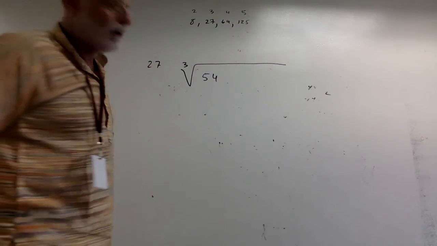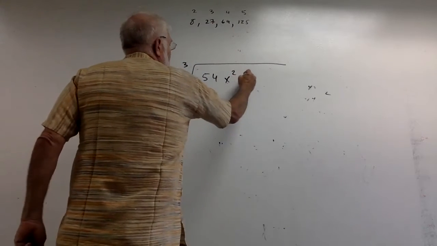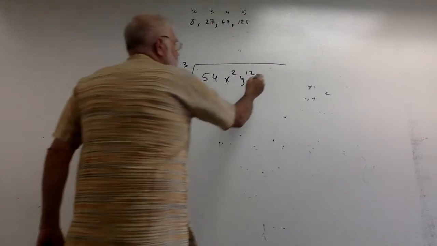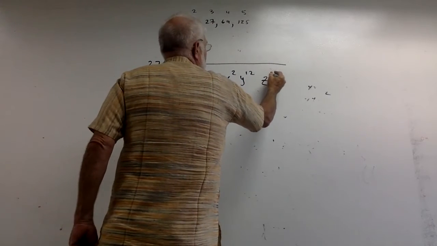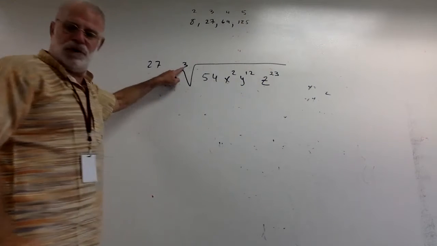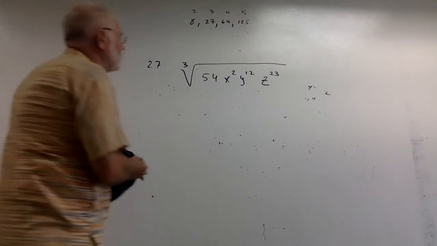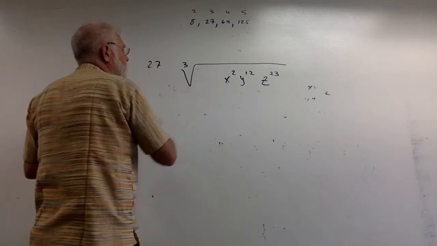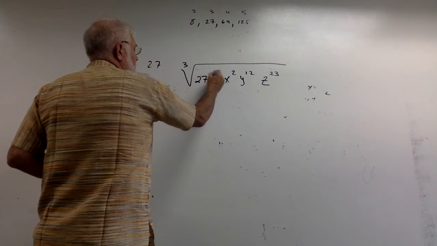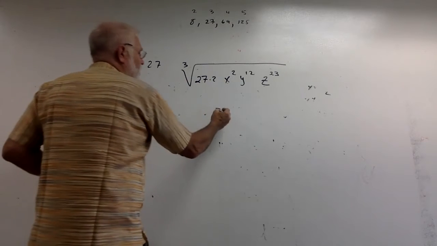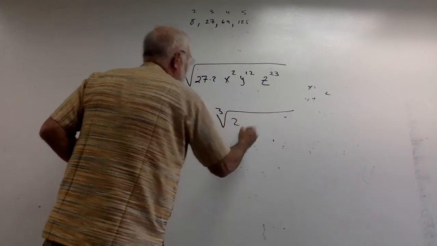X squared, y to the 12th, z to the 23rd. And just make sure you put cube root in your final answer. That's where people make a lot of mistakes. So I'm going to write 27 times 2. So the cube root of 27 I know, 3. I don't know the cube root of 2, so I'll do it this way.